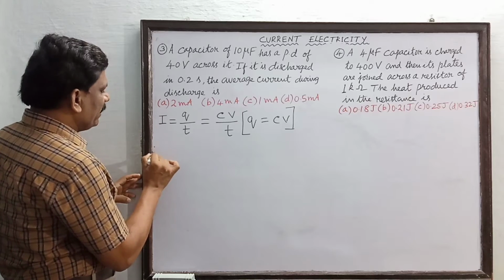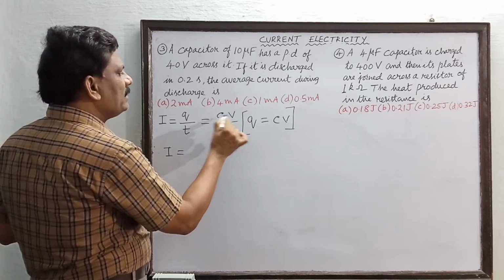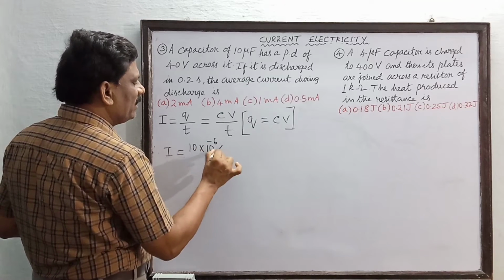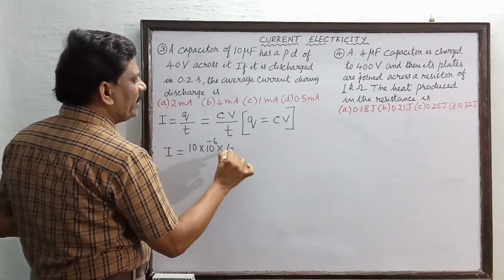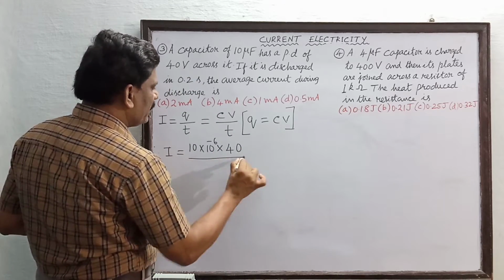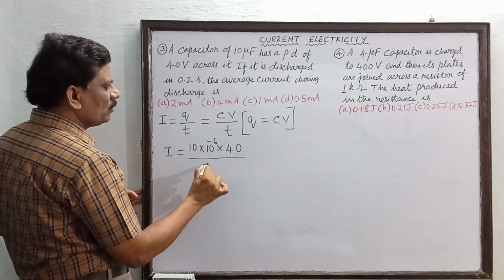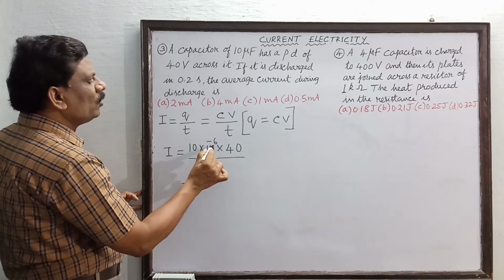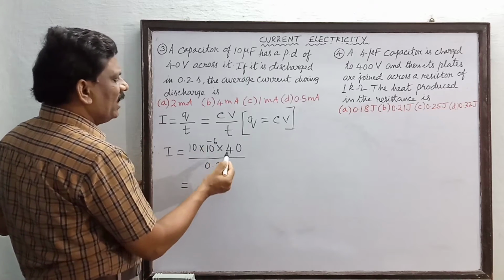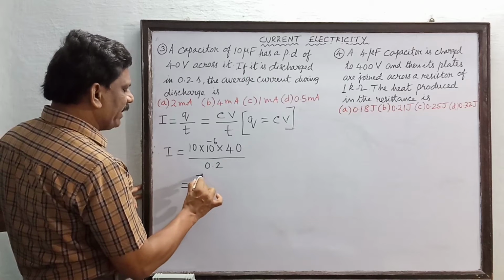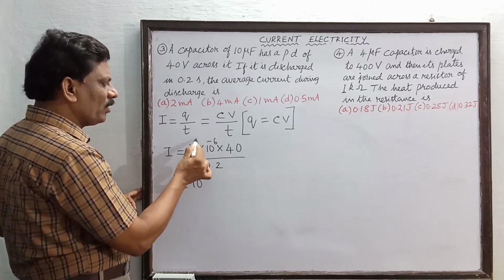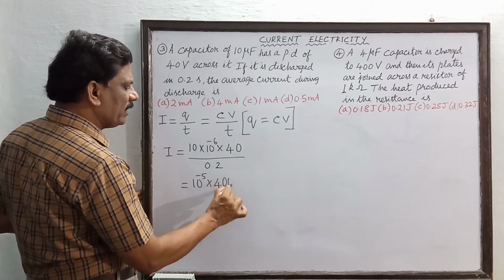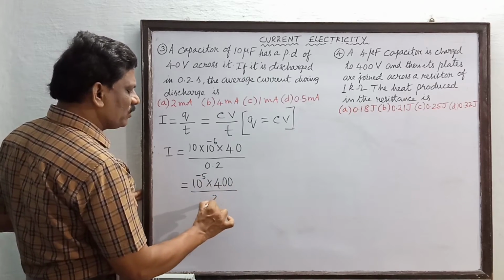So I will write, therefore I is equal to C into V divided by T. Instead of C, 10 microfarad, 10 into 10 to the power of minus 6, into V, V is equal to 40 volt. So this is 40 divided by T. Time is 0.2. So now this can be written as 10 into 10 power minus 6, which is 10 power minus 5, into 40. I am going to write it as 400, so that this 0.2 can be reduced to 2.